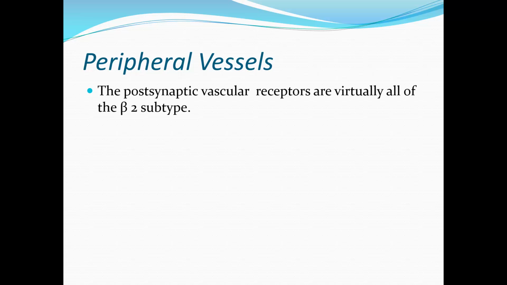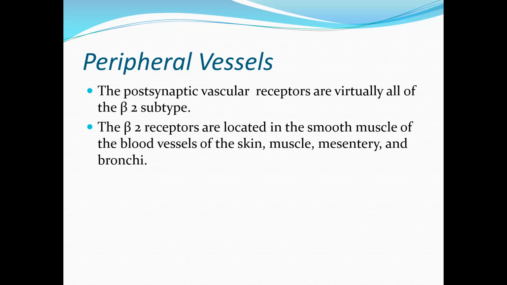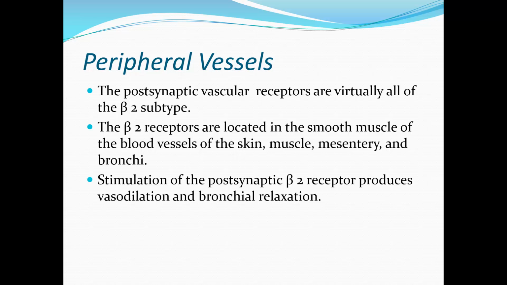What about peripheral vessels? The postsynaptic vascular receptors are virtually all beta 2 type. And they're located in the smooth muscles of blood vessels of skin, muscle, mesentery, and bronchi. When you stimulate these postsynaptic beta 2 receptors, you get relaxation of smooth muscles, so you get vasodilation and bronchial relaxation.